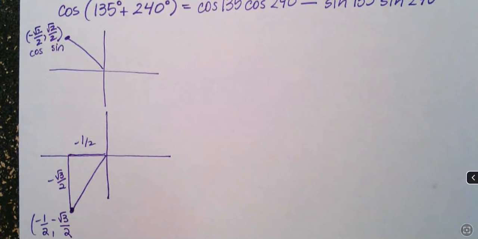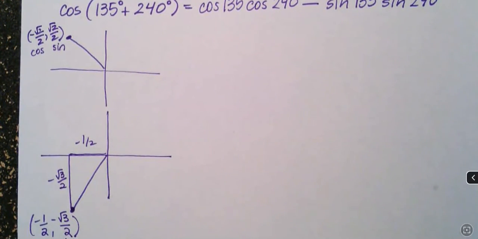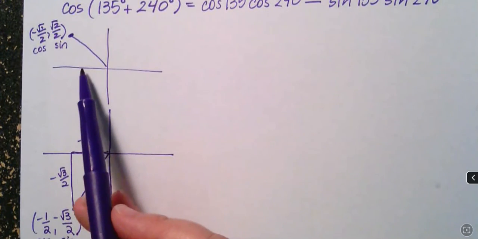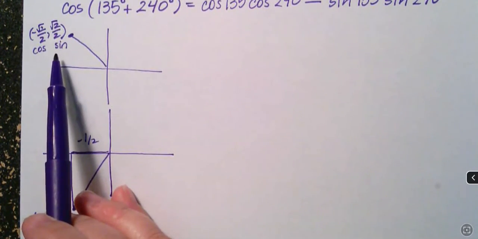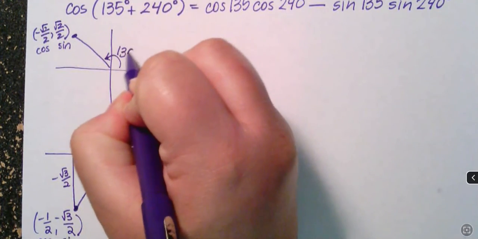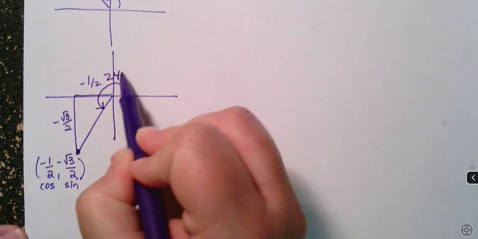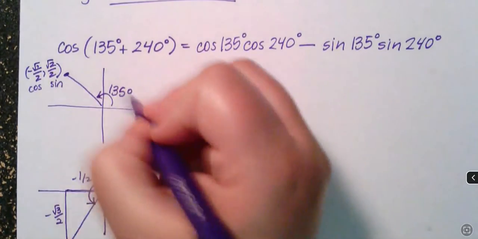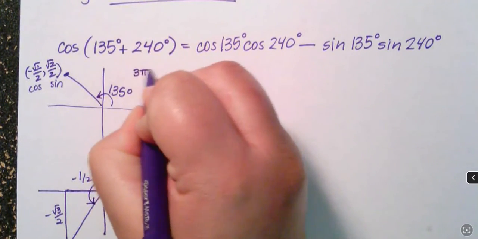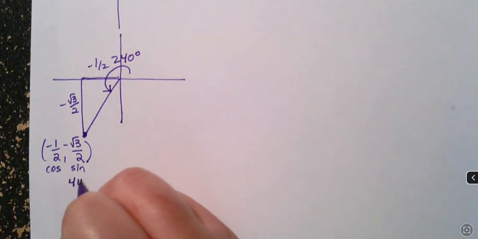So it's not a bad idea, unless you know your unit circle real well off the top of your head, to go ahead and go to the side and jot down what are my cosine and sine of 135, which is what this is, and what are my cosine and sine of 240, which is what this is. And remember, this would be the same if it was 3 pi over 4, and this is the same as 4 pi over 3.